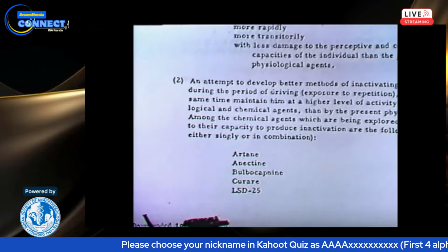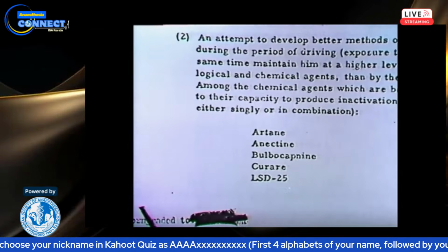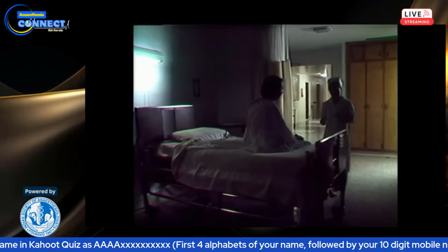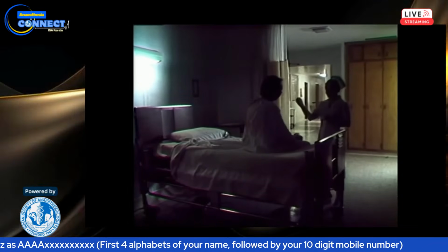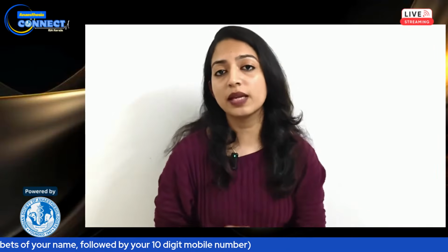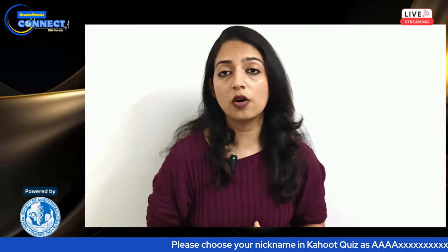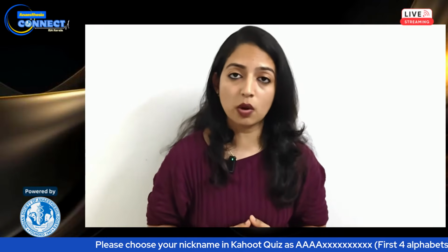LSD became the headline agent, but it wasn't the only compound of interest. Barbiturates, amphetamines, scopolamine, and other sedative hypnotics were tested in combinations. Many of these experiments were unethical, unregulated, and without the consent of participants. The MK Ultra left a legacy of secrecy and psychological trauma.